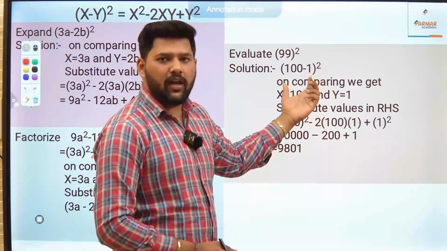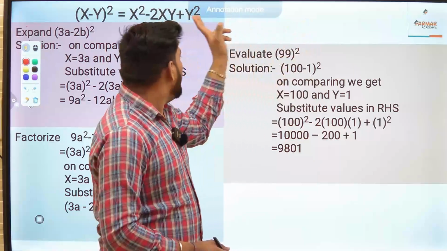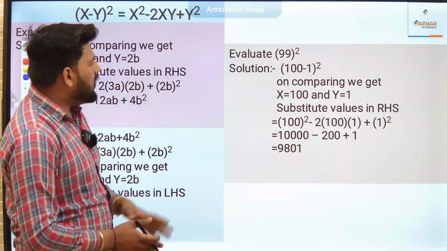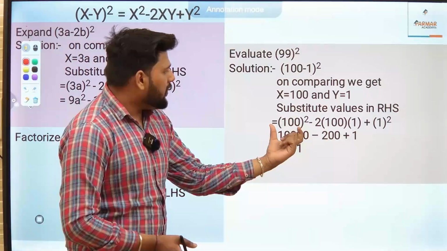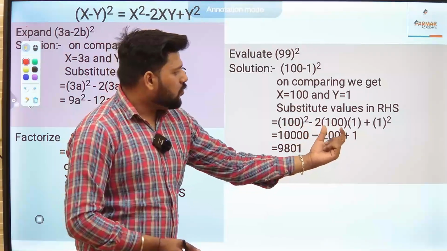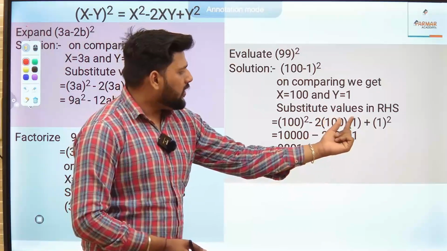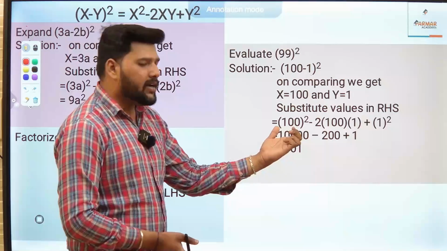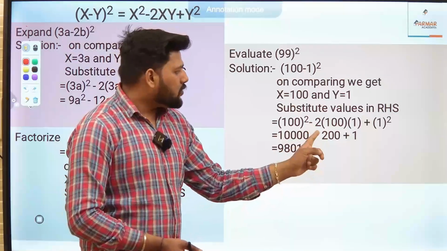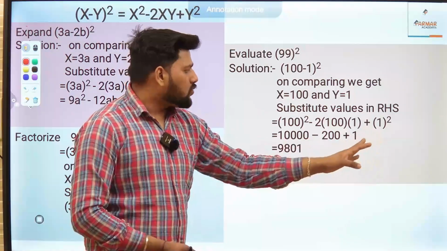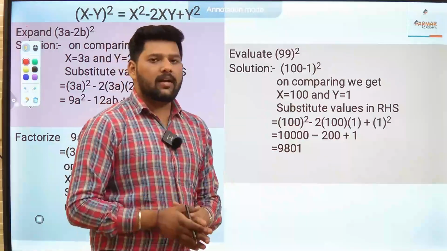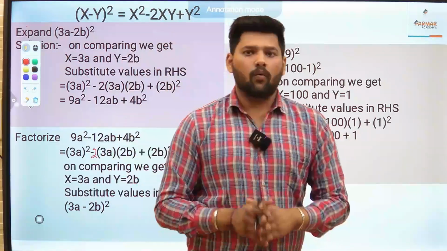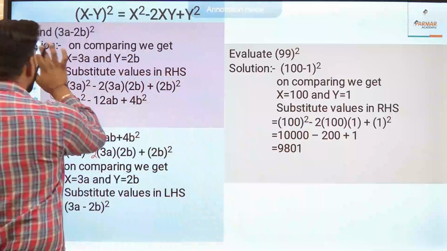Now substitute these values in the right hand side. Here x square minus 2xy plus y square. So simply x square means 100 square, minus 2xy means minus 2 into 100 into 1, plus y square means 1 square. And the calculation is 100 square is 10,000 minus 2 into 100 is 200, and 1 square is 1. Overall answer is 99,801.